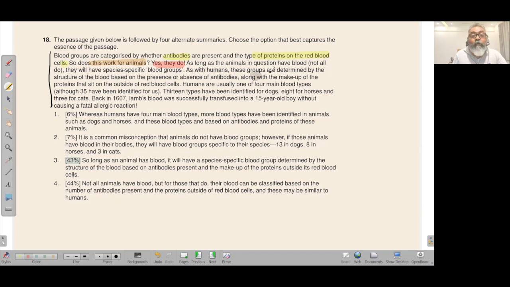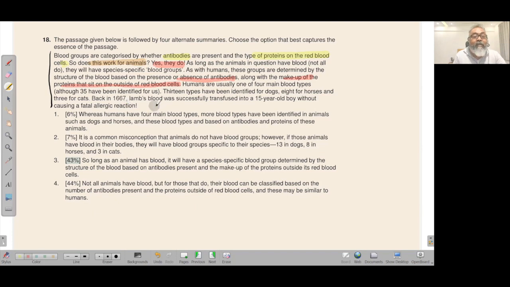And as with humans, these groups are determined by the structure of blood based on presence of antibodies, along with the makeup of the proteins that sit outside the blood cells. Humans are usually one of 4 main blood types. 35 has been identified for us. 13 types identified for dogs, 8 for horses, and 3 for cats.